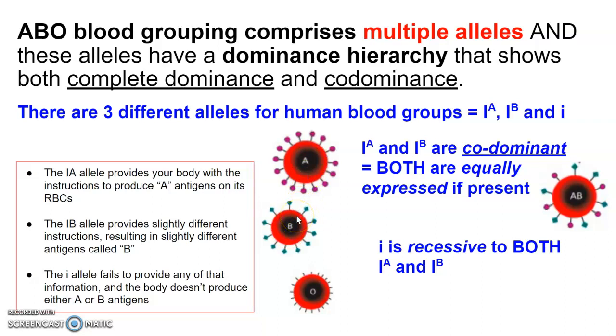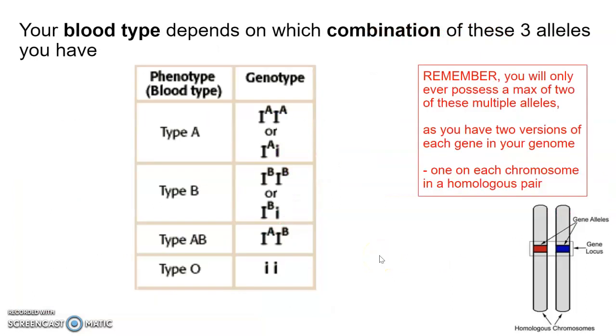But the other interaction is either of those 2 alleles with a type O allele, and we note that with a lowercase i to show that it is recessive. So if you inherit a type O allele with either a type A or a type B, those alleles will completely dominate type O, and you will produce carbohydrates on the surface of your red blood cells. So the only way to express this phenotype here, type O blood, is to have inherited 2 copies of that type O allele. Okay, you can pause here for more information.